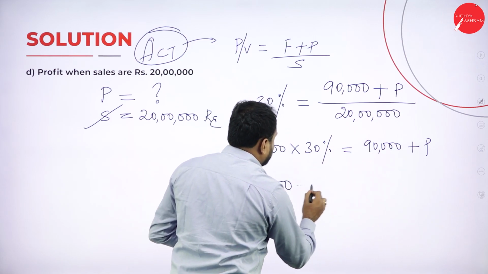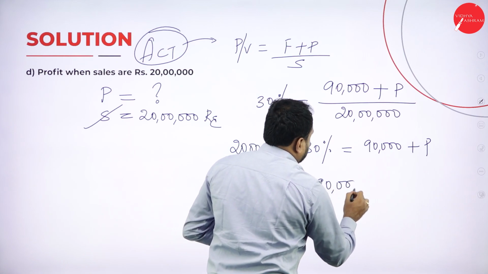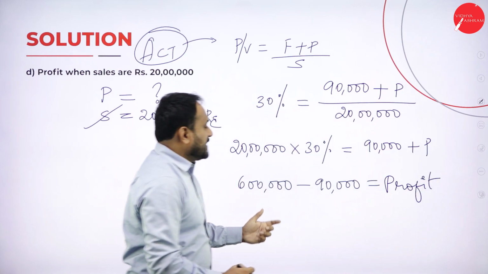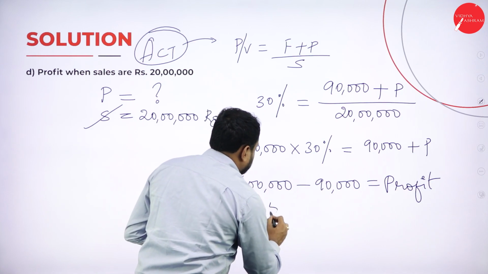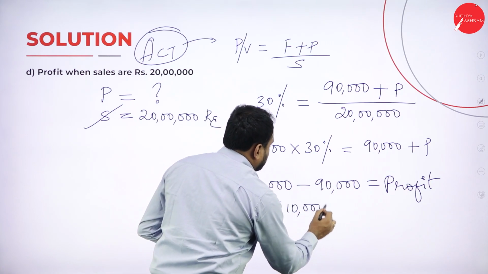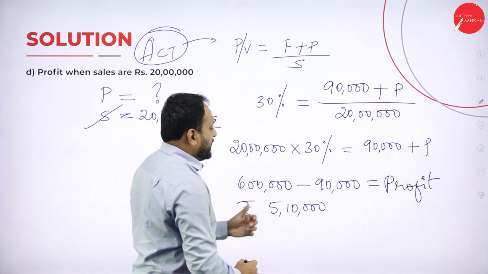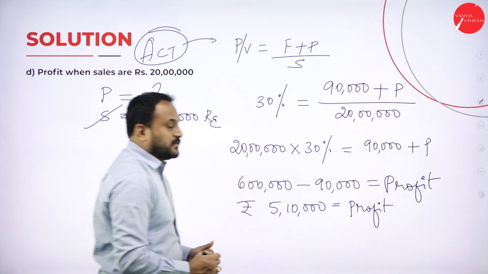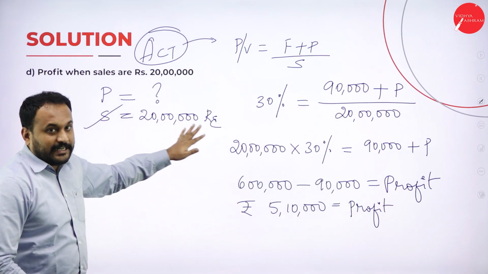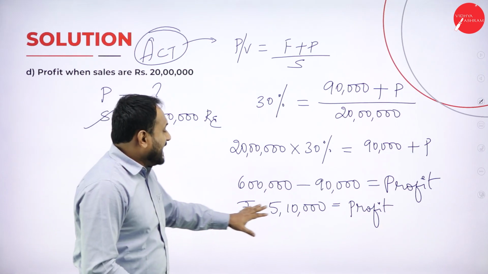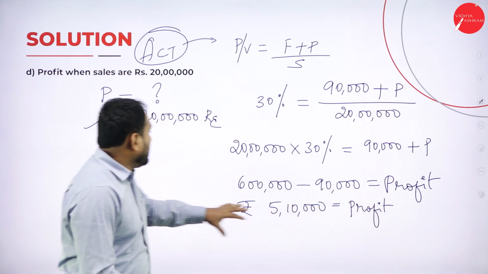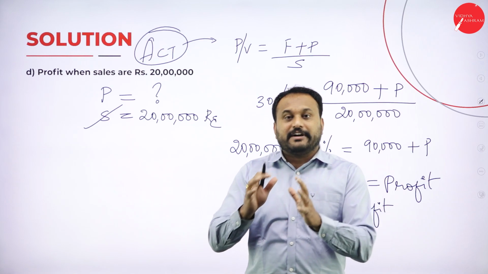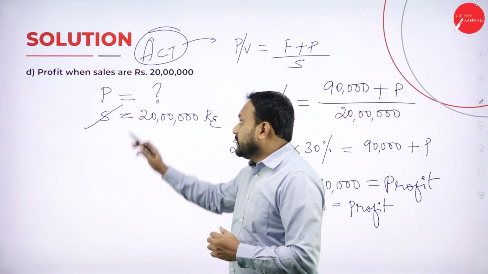Now this 90,000 will come here, minus 90,000 is equal to profit. So 6 lakh minus 90,000 is 5 lakh 10,000. Write the rupee symbol, rupees 5 lakh 10,000 is equal to profit. That means we have found the profit. Whenever there is a sales of 20 lakh, the profit will be 5 lakh 10,000. So we have solved the D part also.